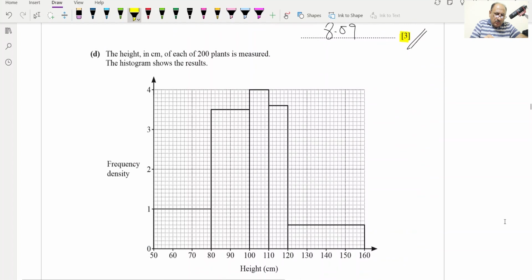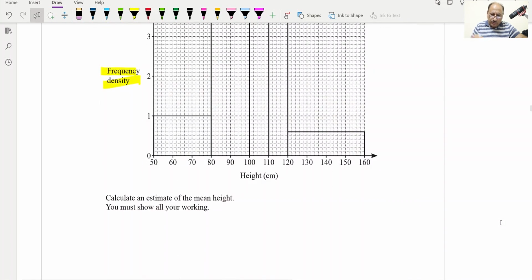Now the height in centimeters of each of 200 plants is measured. The histogram shows the results. This side is frequency density. You know, a histogram is between frequency density and the frequency, basically height and frequency. So calculate an estimate of the mean height. You should show all your working.